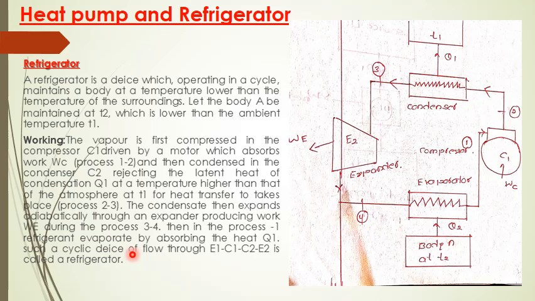Such a cyclic device has flow through E1, C1, C2, E2. This is E1, this is C1, E2, and C2. So this is the cyclic device. This cyclic device we can call a refrigerator.